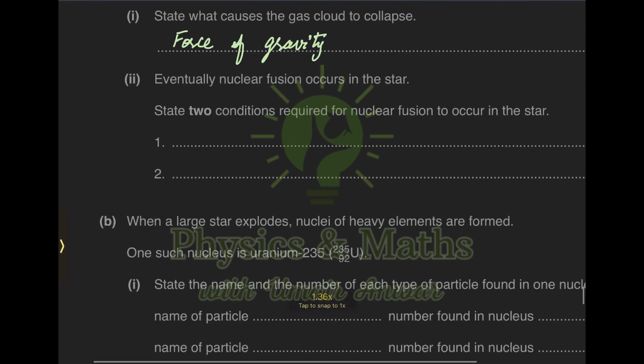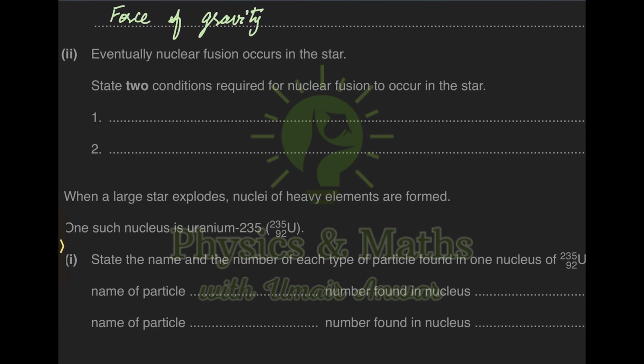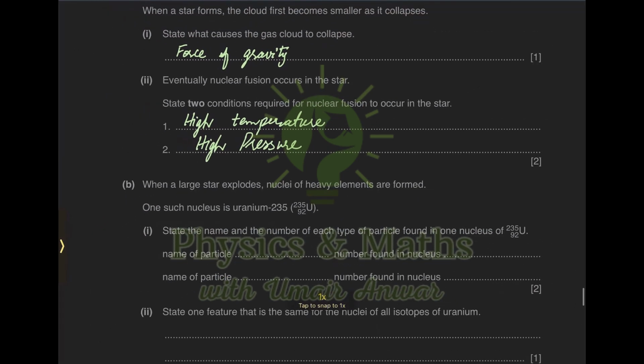Eventually, nuclear fusion occurs in the star. State two conditions required for nuclear fusion to occur in the star. So the first condition is we require very high temperature for the fusion to start because there are strong forces of repulsion between the nuclei and they have to be overcome by this high temperature condition and high pressure condition. Then the nuclei would be able to fuse together and the nuclear fusion could occur.